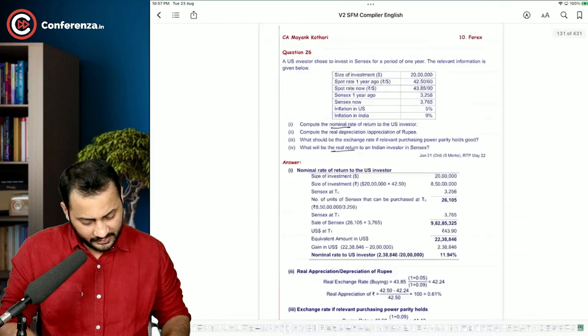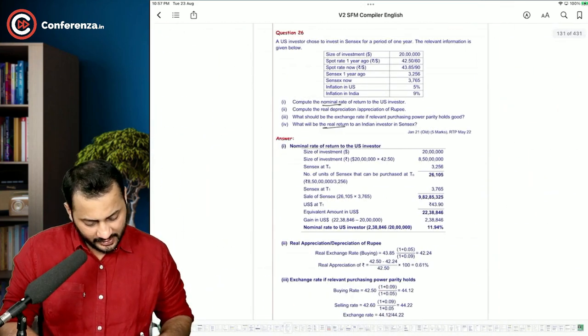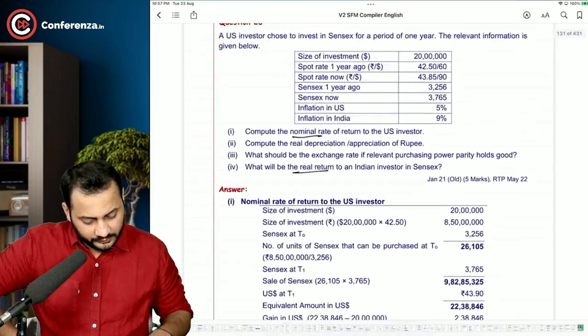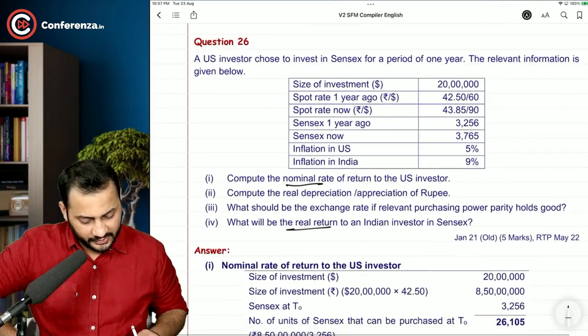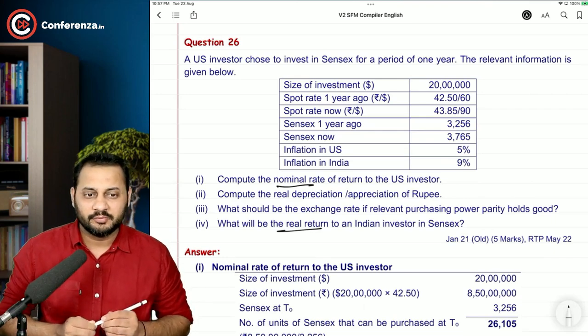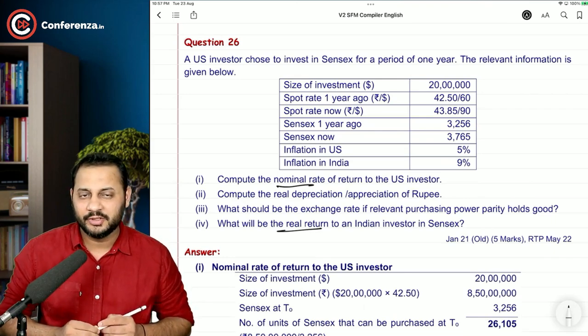the first three parts. The last part has to be kept for the chapter of International Financial Management. So let's have a look at this question now. I was about to skip this question, but then I think we can easily do it.